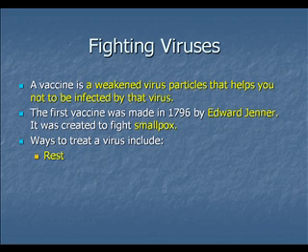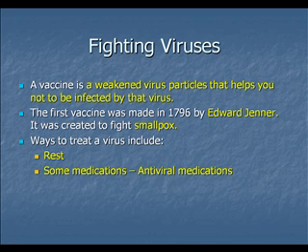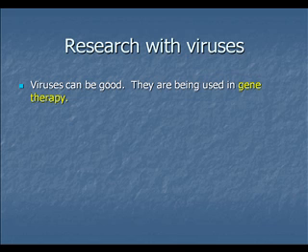If you happen to get a virus, the best thing you can do is to rest. You can't get a vaccine once you already have the virus. There are some antiviral medications, but they are used very sparingly because sometimes they have some negative side effects. So if you get the flu, the best thing you can do is simply rest.